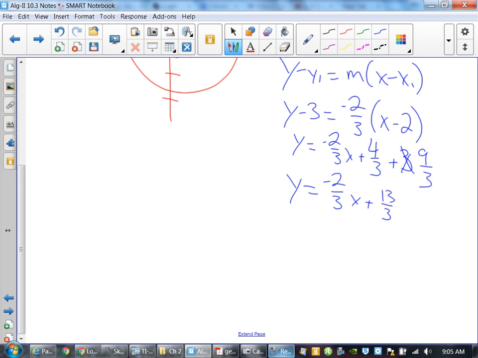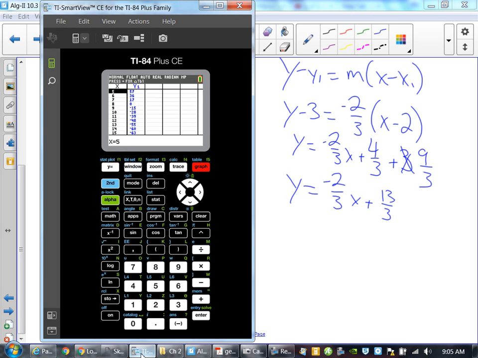Do you guys know how to do that in your calculator? I will show you. On your calculator, we do an alpha y equals, and we create a fraction, 4/3, and then just add 3.